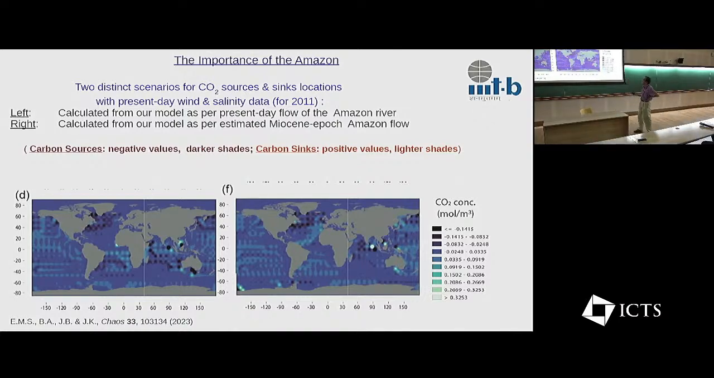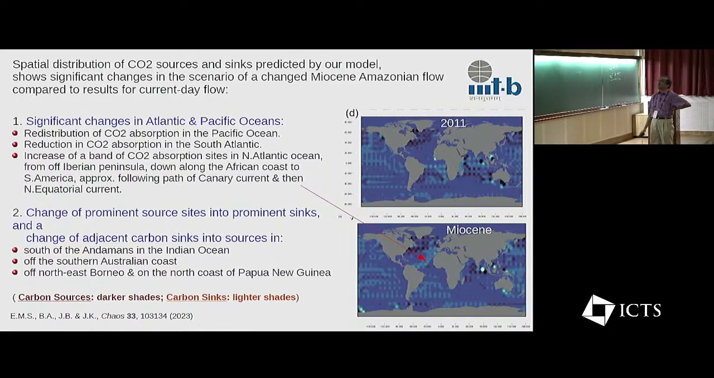And also a change in flow in the North Atlantic has caused a flip in sinks and sources, as you see in the Andaman Sea, which indicates a close connection between the North Atlantic and the Indian Ocean, as you would expect. So these are various things that we see. You have significant changes in the Atlantic and Pacific Ocean, changes of sinks into sources.